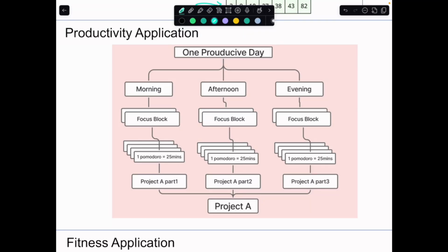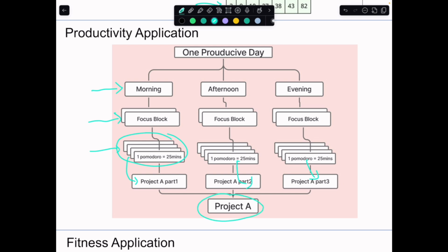Next, let's talk about how you can apply divide and conquer into increasing your productivity. Remember the 3 steps: divide, conquer, and combine. So we divide one day into 3 components: morning, afternoon, and evening, and then we further divide it into multiple focus blocks in each component. Eventually, we divide it into the very simple base case, which is 1 pomodoro, 25 minutes. So we focus on getting those 25 minutes done. So when we solve each base case, which are these 25 minutes, we will be able to deliver, for example, part 1 of the project, part 2 of the project, and part 3 of the project. Eventually, you recursively combine until you finish the project.